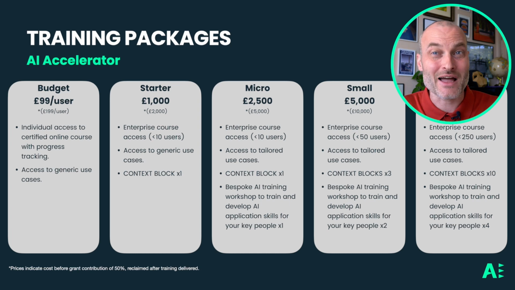We also do a starter package, which effectively just gives you enterprise access to an online course and a single context block. Or if you just want to dip your toe in, you can use our budget scheme, which is £199, 50% of that paid for through grant funding, and that just gives you the online training course per person, and you can just do that per person. So there's packages to suit every budget, and we're actually happy to work with you. If you think that you want a very sort of bespoke training package, we can work with you on that. So please reach out and we can build something that works right for your business.